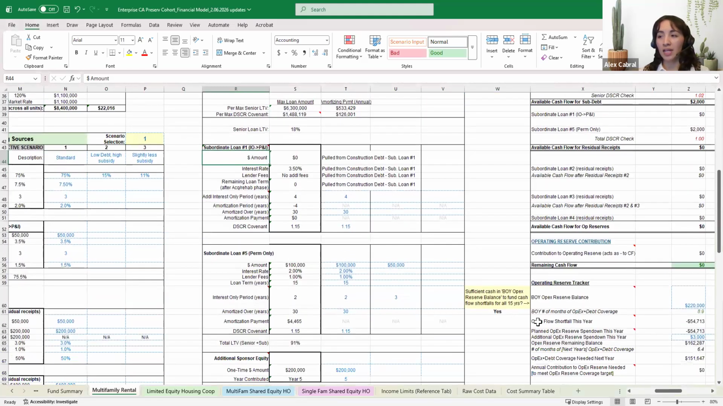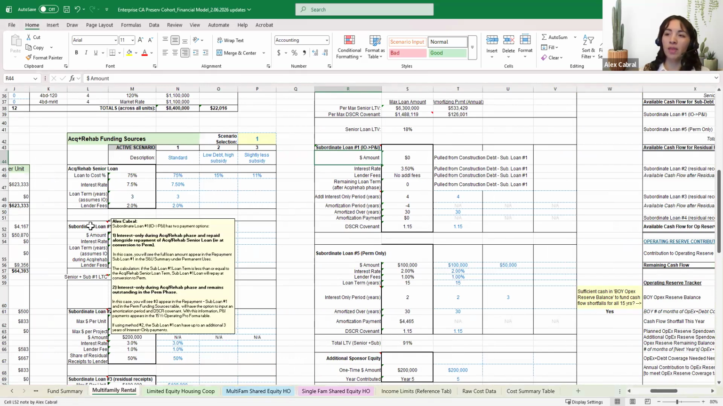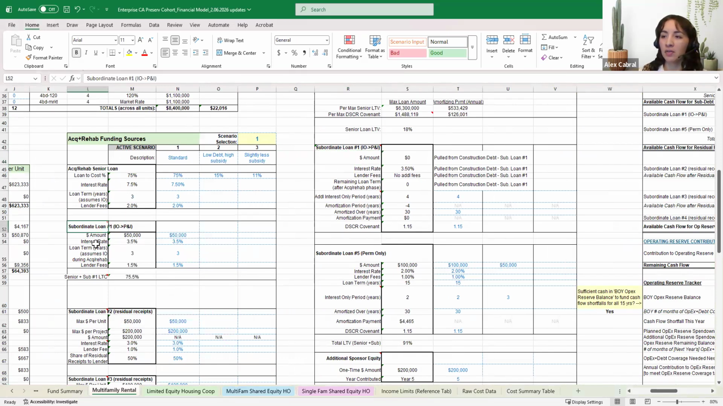Here's the subordinate loan that carried over from the AC Rehab funding sources. As you could see, there is no loan amount here because the loan paid off, but let's just say we got the loan for 15 years. Then you can see this updated to 50,000 because it carried over. The model knows that the loan lasts longer than the acquisition rehab phase. So it actually tells you there's 12 more years on the loan term after the acquisition rehab phase.